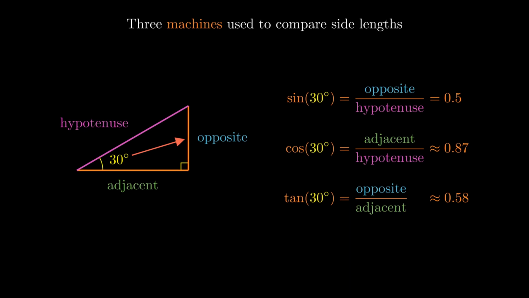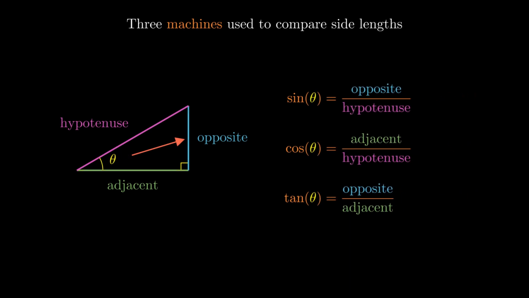And remember, they're not numbers. They're these machines that you need to feed an angle into. And whatever that angle is, the machines each have a different job. They tell you a fraction that compares different pairs of sides. Sine's job is to compare opposite with hypotenuse, so that's the fraction he gives you. Cosine's job is to compare adjacent with hypotenuse, so he gives you that fraction. And tangent's job is to compare opposite with adjacent, so that's the fraction he gives you.